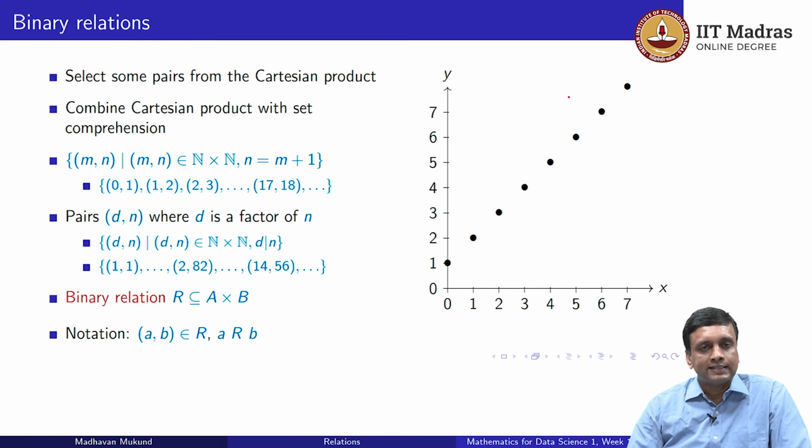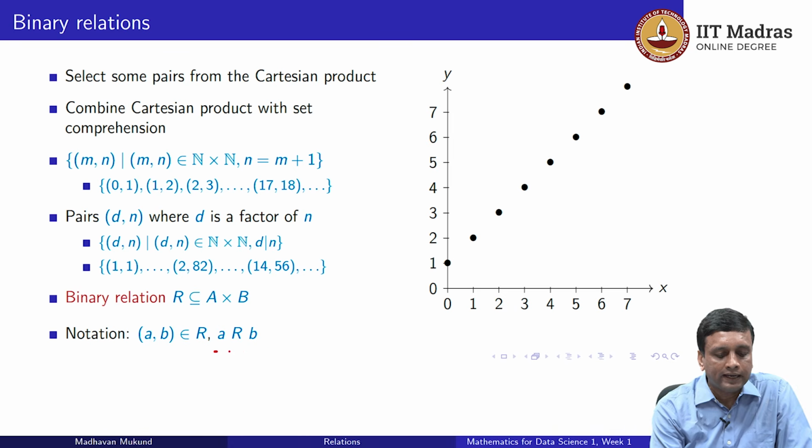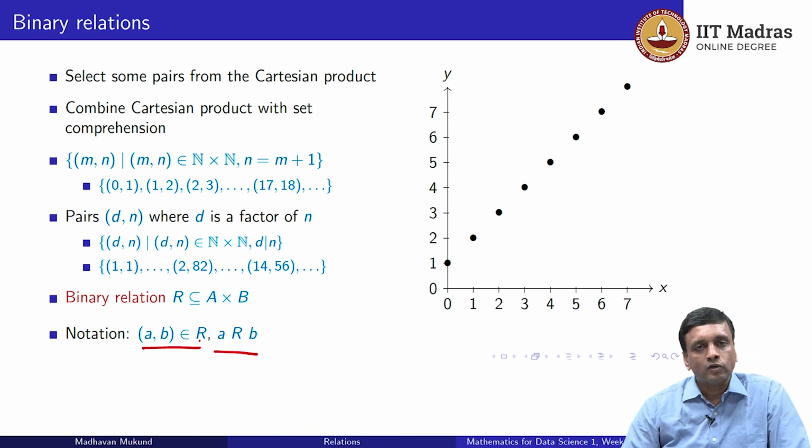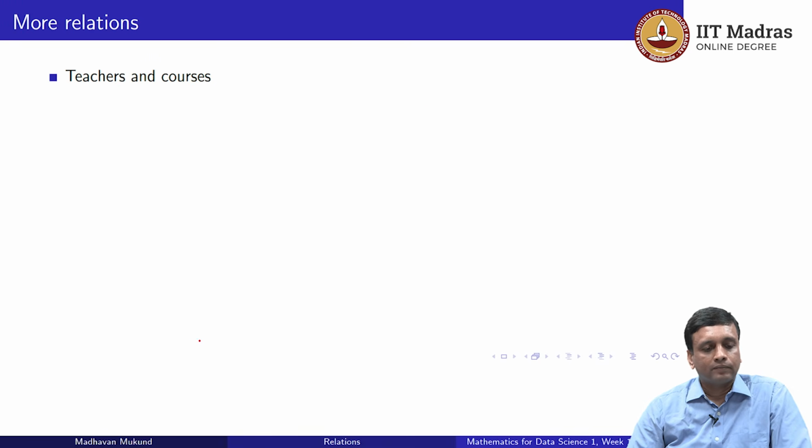Now to denote the pairs that belong to the relation, either we can give the name of the relation as a set and say that A comma B belongs to R, or sometimes to say that A is related to B, we use R as a kind of operator. We say A is related by R to B, and so we write A R B. So these are two notations which you might see in different books, and they mean exactly the same thing.